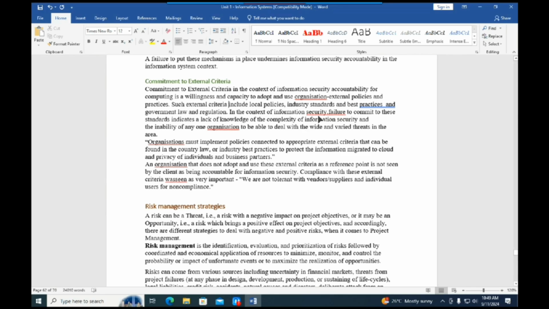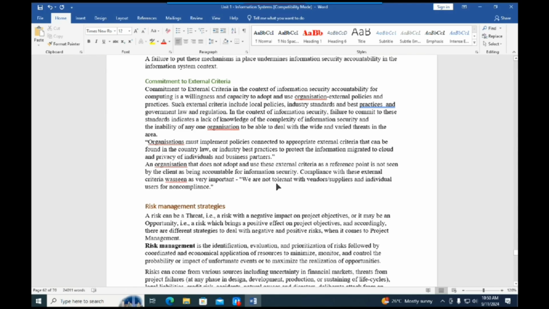So if you look at the context of information security, failure to commit to the standards is actually going to show that there is lack of knowledge of the complexity of information security, and there is inability of any one organization to deal with the wide and varied threats in the area. So organizations must make sure that they implement policies connected to the external criteria that can be found in the country law and in the industry best practices, to protect the migration of information to cloud and the privacy of individuals and even business partners.